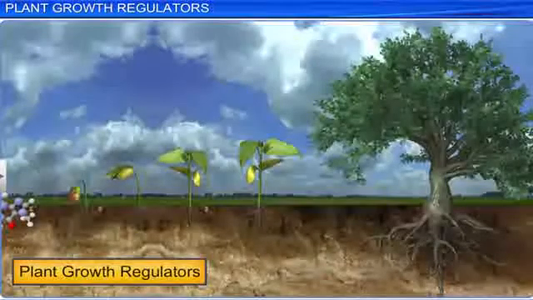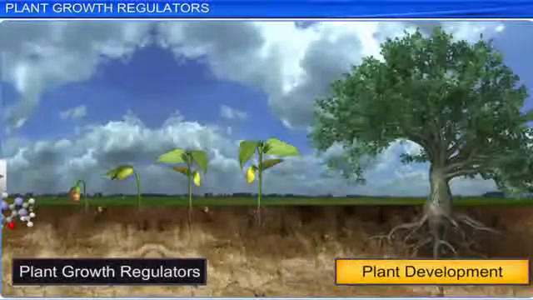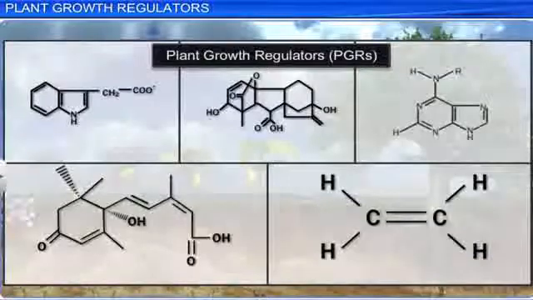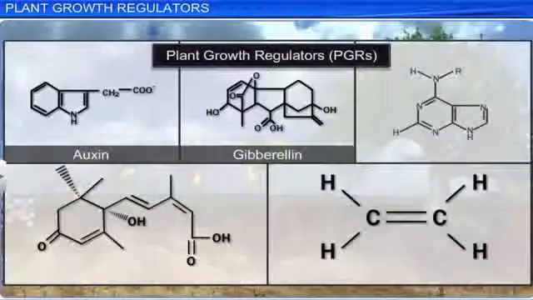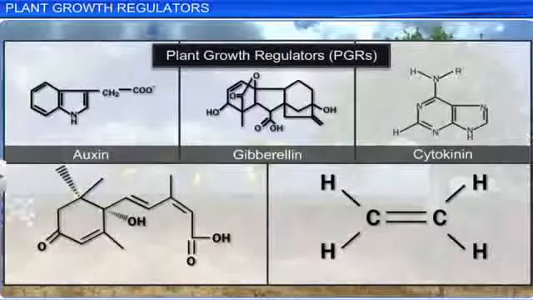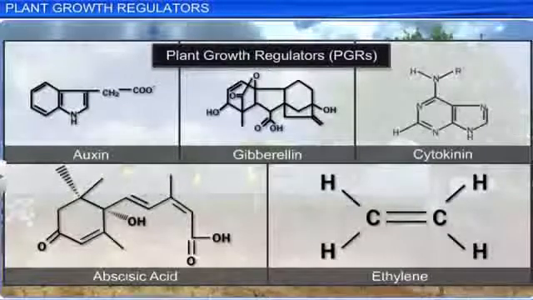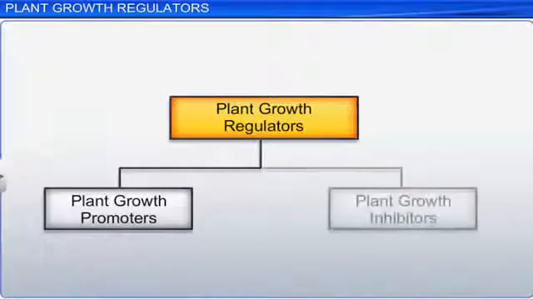In plants, growth regulators or PGRs intrinsically control development. These regulators are chemical compounds and are also called plant hormones or phytohormones. PGRs include auxin, gibberellin, cytokinin, abscisic acid, and ethylene. They are divided into two groups: plant growth promoters and plant growth inhibitors.